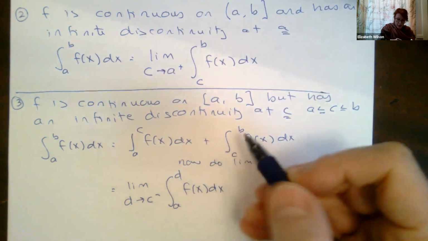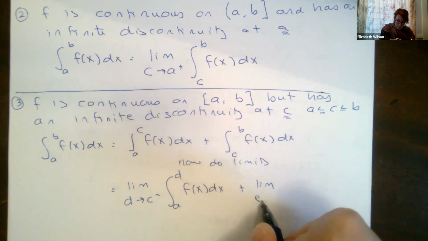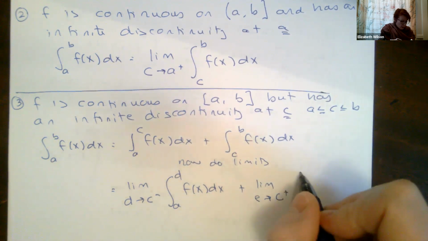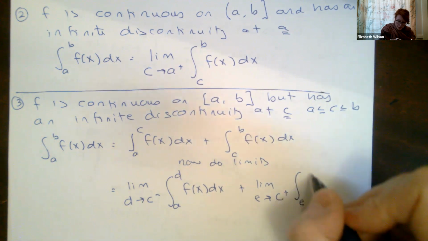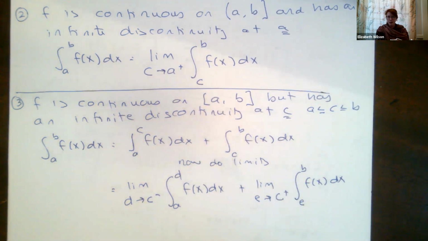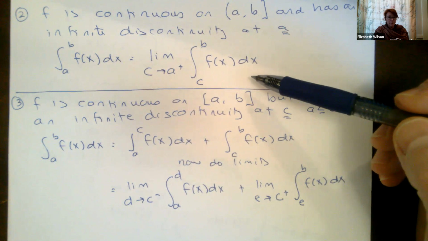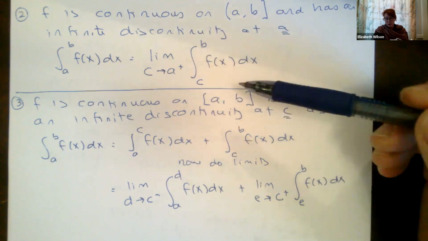See how we're applying each of the ones that we just talked about. And then the limit, I'll choose a different variable. E approaches C from the right-hand side. And this is going to be the integral from E to B of f of x dx. So again, we're talking about, is the integral going to converge? The integral will converge to a value if the limit exists, or this integral will diverge if the limit doesn't exist.